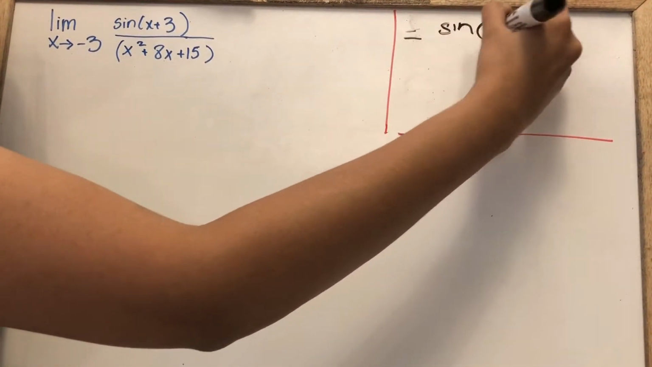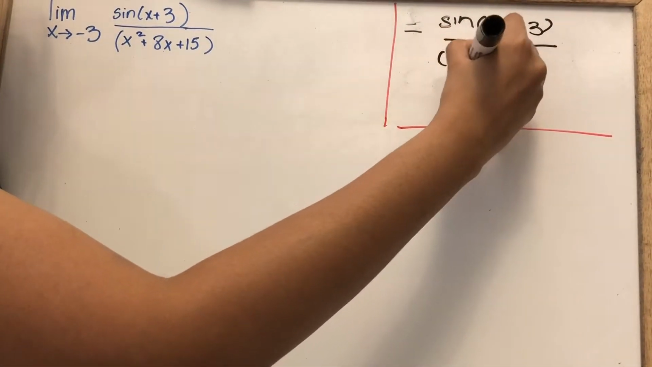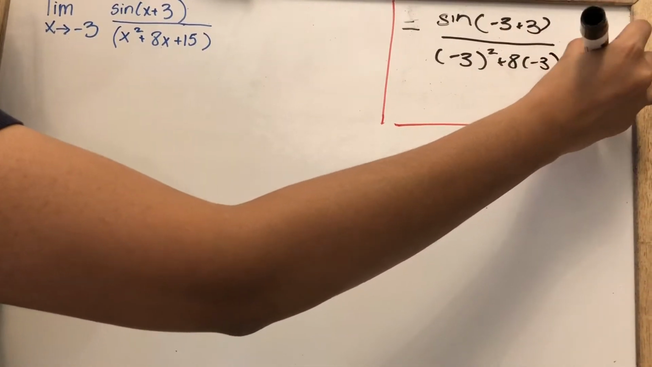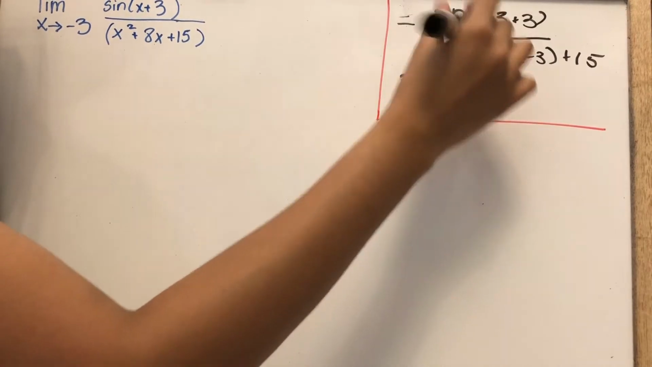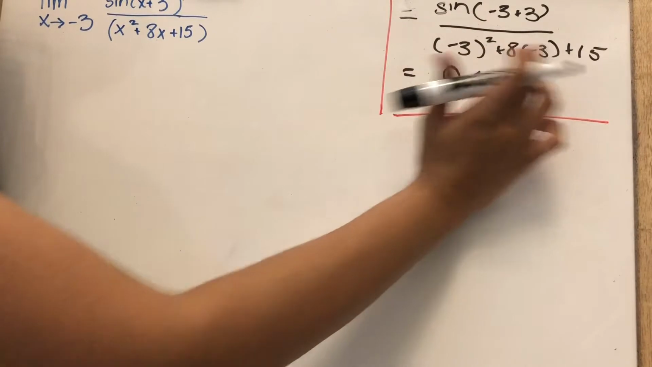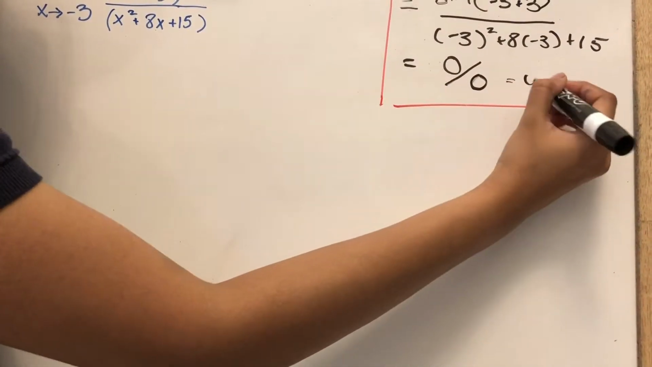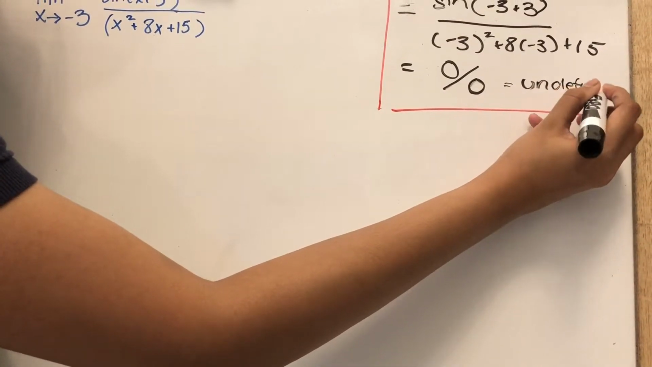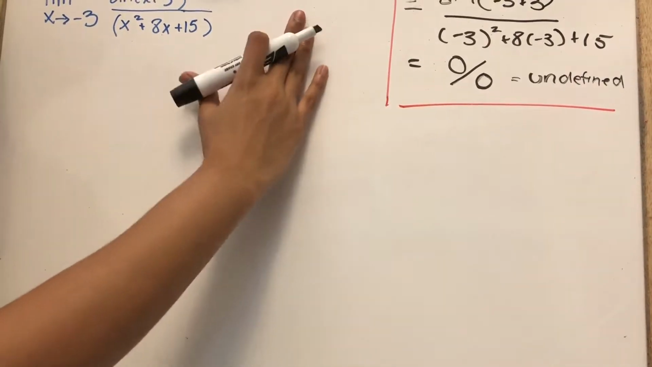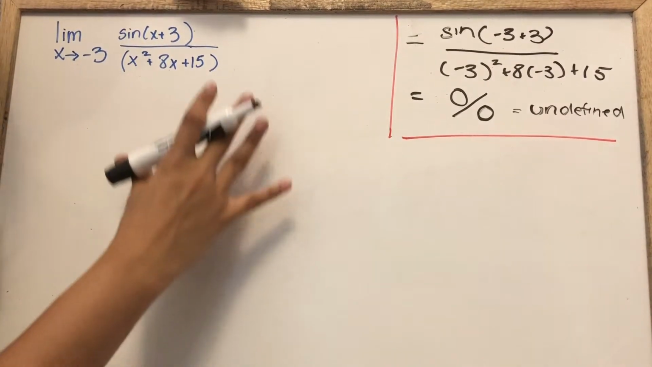So the top is just going to be sine of (-3 + 3), and then the bottom is going to be (-3) squared plus 8(-3) plus 15, which if you simplify this, you'll find that of course the top is 0, and the denominator is also 0 because 9 plus 15 is 24, and 24 minus 24 is also 0, so the function ends up becoming undefined. So in order to solve for the limit, or figure out what value y approaches as x approaches but does not equal -3, we will need to use limit laws.